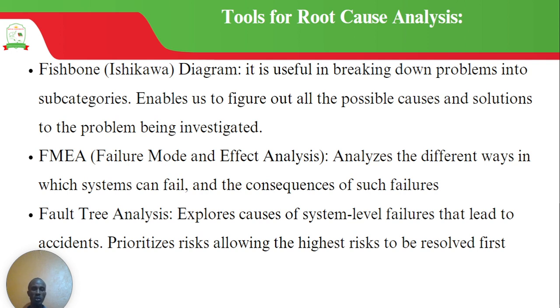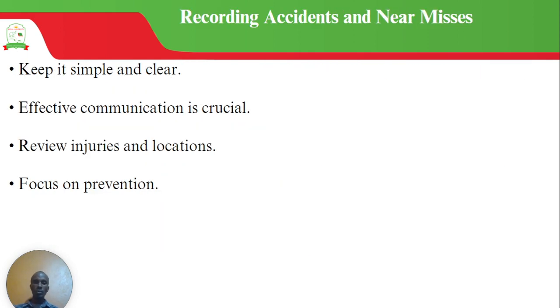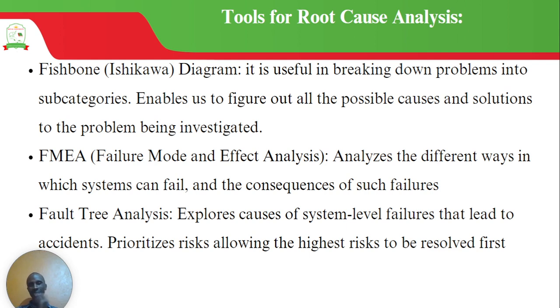Then the fault tree analysis explores the causes of system level failures that lead to these accidents, and it prioritizes those risks, allowing the highest risks to be resolved first. So in the fault tree, we are prioritizing these risks and giving most attention to the highest risks so that they can be resolved first. Then there is the root cause analysis, which aims at unearthing the real, deepest, definitive cause that could have led to this accident. And once we unearth that, we are able to prevent recurrence of these accidents.